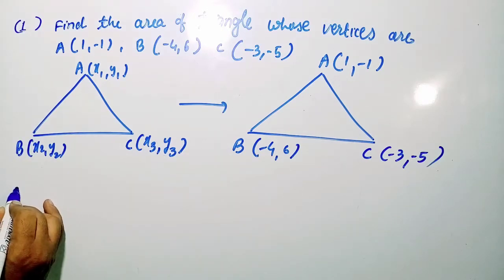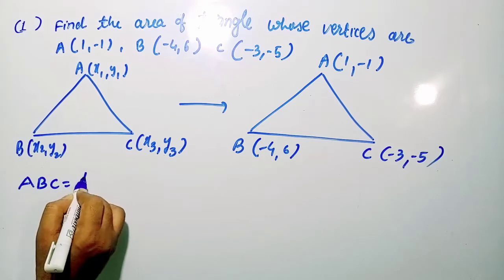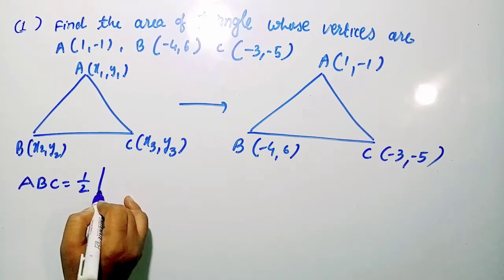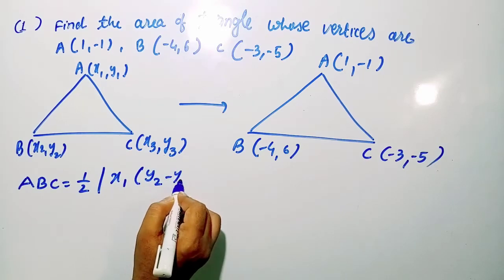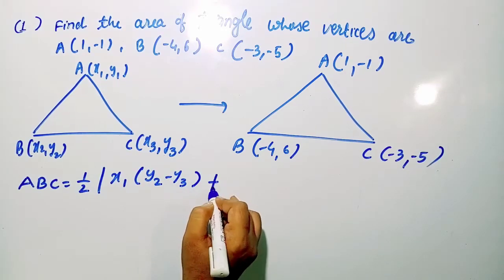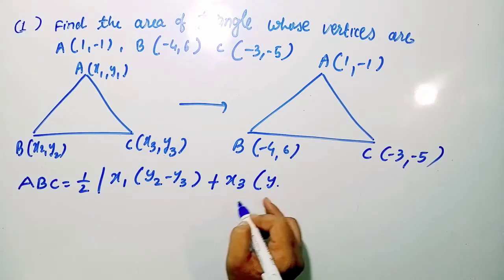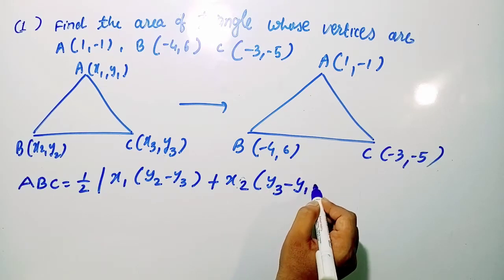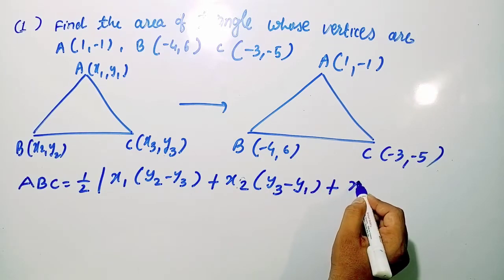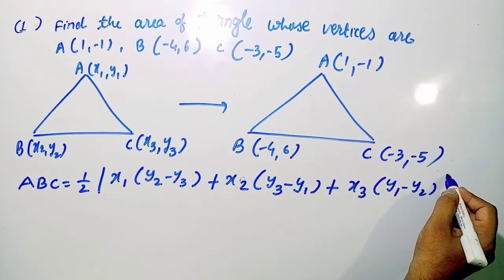Okay students, so applying the formula of area of triangle ABC, we know that it is 1 by 2 modulus, because area of a triangle is always positive, x1 in the bracket (y2 minus y3) plus x2, sorry, here it will be x2 not x3, x2 (y3 minus y1) plus x3 (y1 minus y2).